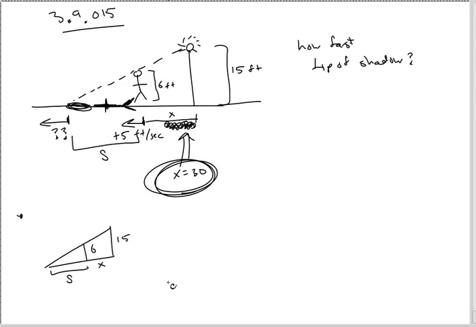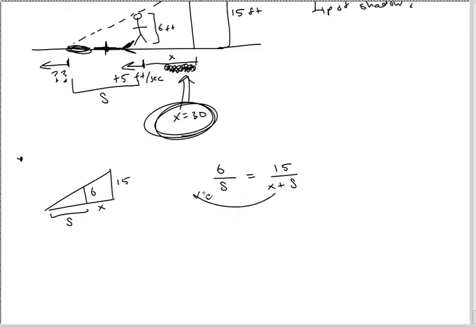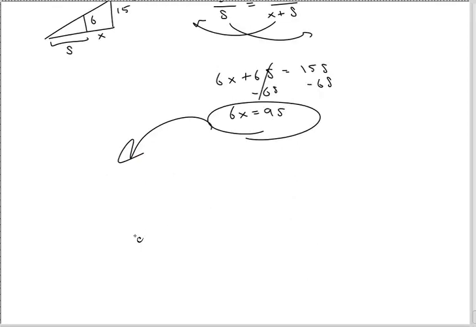And so now I can do some similar triangles. I'm going to do 6 is to s as 15 is to x plus s, okay? Again, I don't like it that way. I'm going to just multiply them to the other side just to make it quicker. So 6x plus 6s is equal to 15s. I can minus the 6s on both sides, leaving me with 9s. So that's my formula, and that's pretty basic.